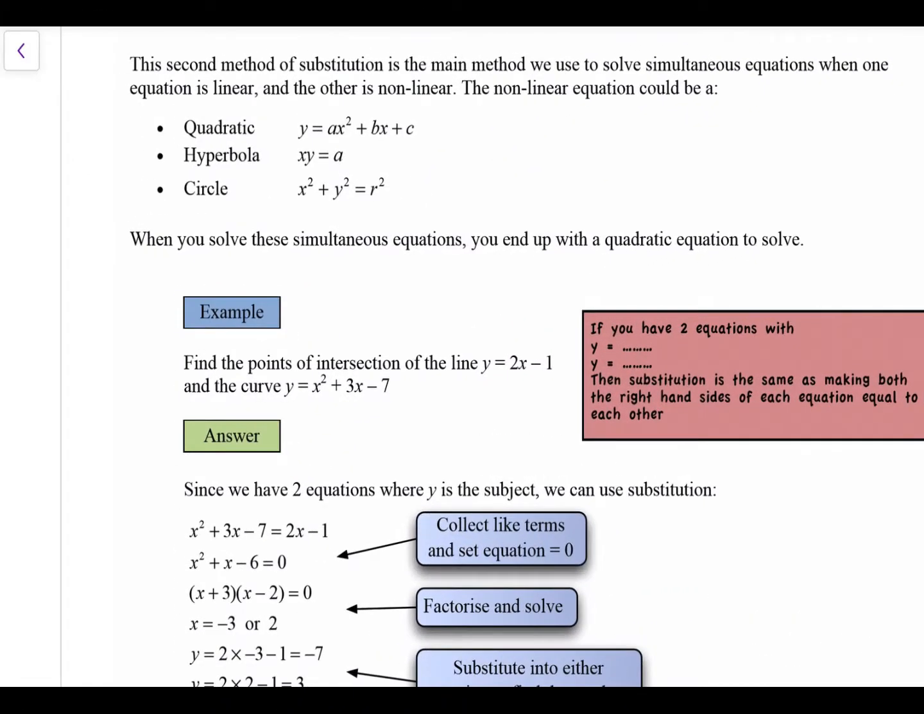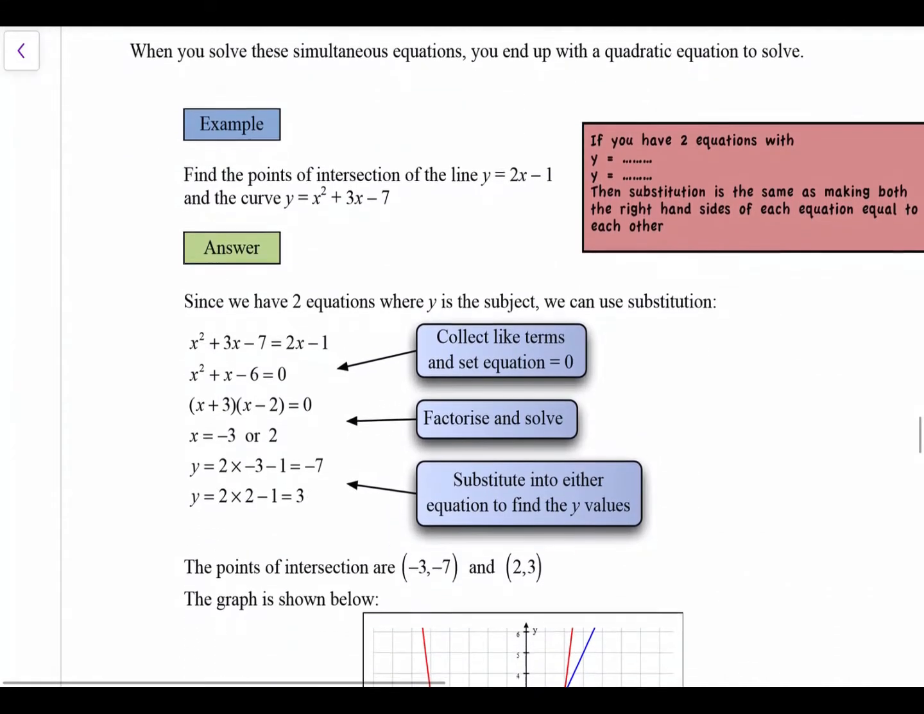Now that second method is the main method we're going to use when we solve equations where one of them is linear, but one of them is something else. One of them is either a quadratic, a hyperbola, or a circle. So I'm going to show you the graphs of what this looks like. The first one is really common. So we want to find the point of intersection of this line and this curve.